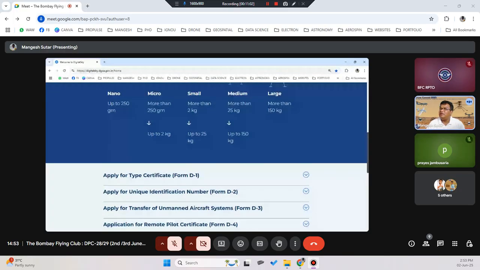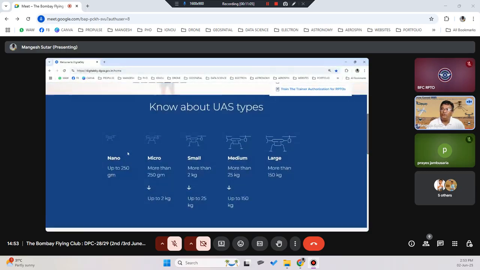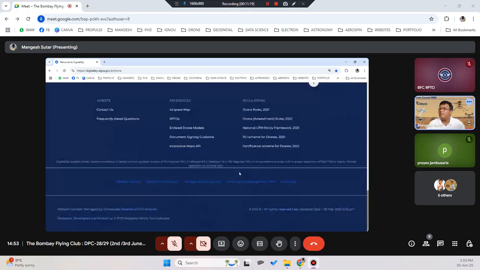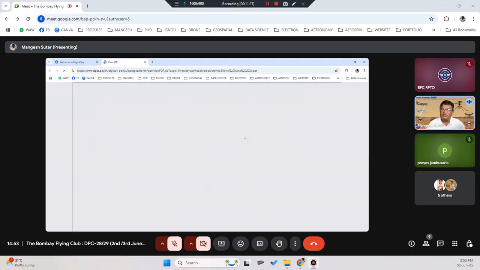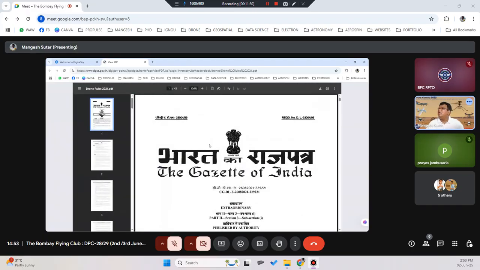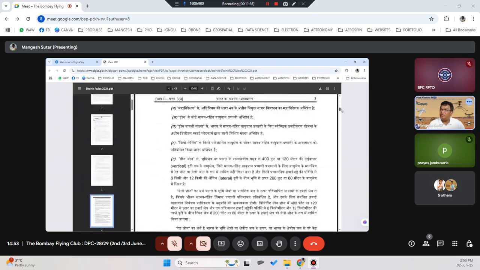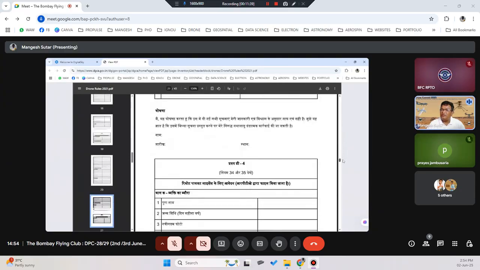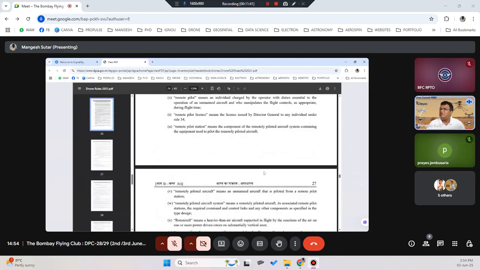You can see here the class of the drones is defined. Nano up to 250 grams, micro more than 250 grams up to 2 kg, small more than 2 kg to 25 kg, medium 25 kg to 150 kg, and large more than 150 kg. If you want a document about Drone Rules 2021, you have an option over here. You can click here and it will open a new page. The PDF will open. This is a 44-page document. Half of the document is in Hindi, so those people who don't understand English can refer to Hindi. And it starts from here.